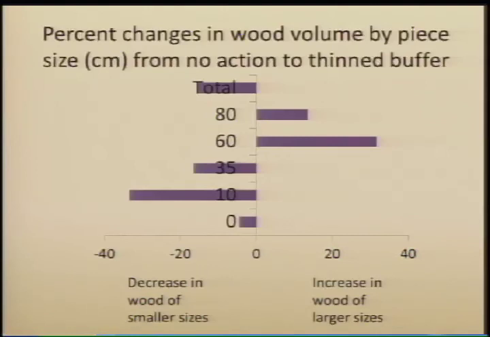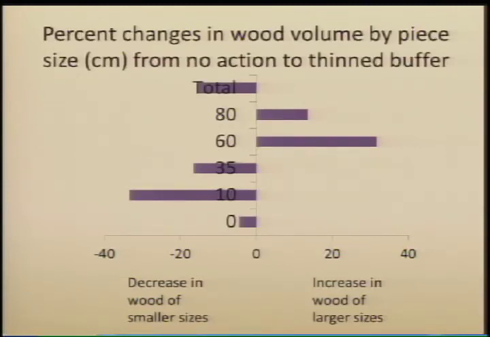This one is just showing the percent changes in wood volume by piece size again. And I wanted to see from the no action to the thinned buffer, so it's taking that previous plot and just saying what are our differences here. This is the piece size, this 0 to 10 centimeters, 35, 60, 80, and then the total.